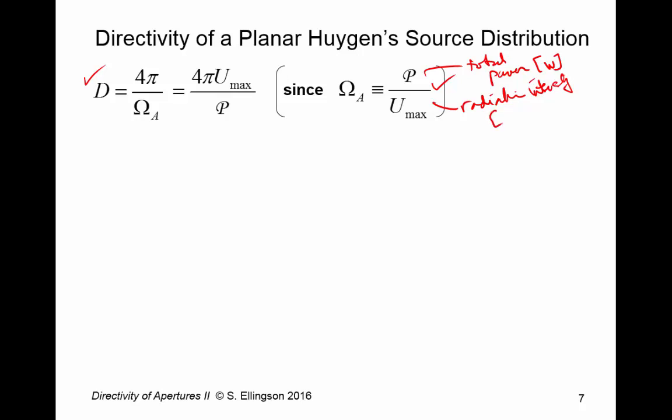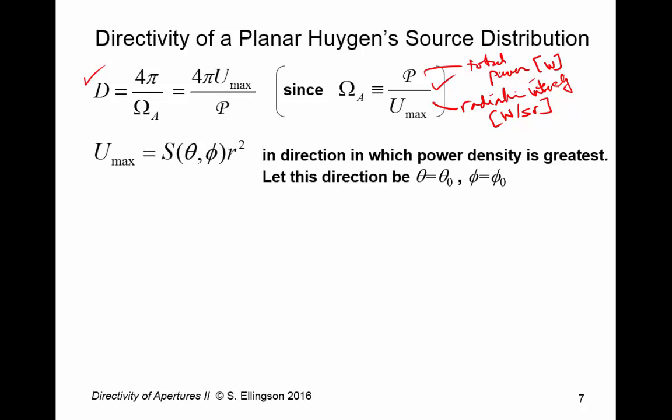That's something that has units of watts per steradian, right? And you divide those two things, you get steradians, which is beam solid angle. You will recall that maximum radiation intensity can be given in terms of the power density times the distance to the field points squared. And for that to be the maximum radiation intensity, it has to be, of course, in the direction in which the beam is pointing.